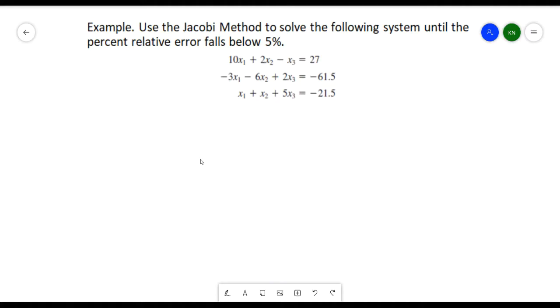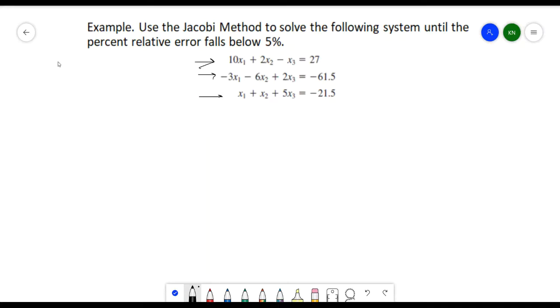So we have here an example. Use the Jacobi method to solve the following system until the percent relative error falls below 5%. I still used the same linear system from my Gauss-Seidel video so that we can see the difference between the result of solving it using the Jacobi method and the result of the Gauss-Seidel method. So now we'll start with the Jacobi method. From this linear system, we need to find the values of x sub 1, x sub 2, and x sub 3.